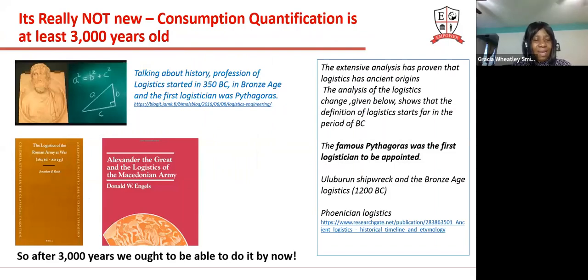It's not new, like I said, 3,000 years old going back, but quantification is needed in order to fulfill our mandate in providing quality supplies in the quantity that is needed.